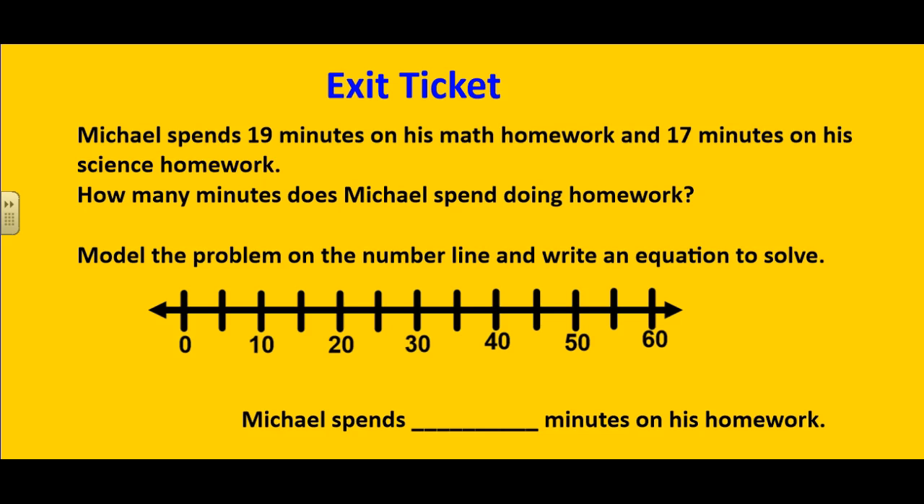Okay, so exit ticket. You don't have to do the number line. If you want to do the addition or subtraction, whatever this is asking for, you can do that, and I'm fine. So you don't have to use the number line if you don't want to. And whenever you're done with this, you can bring it to me so we can check it.